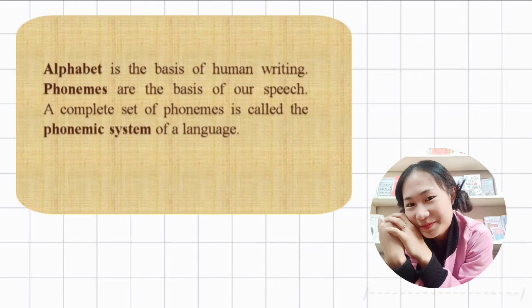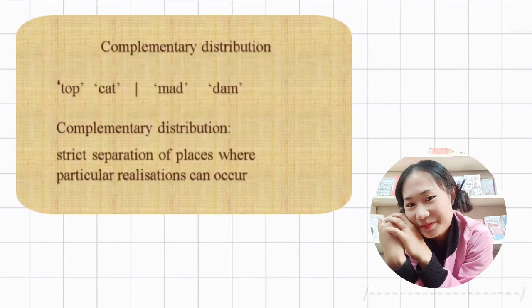The alphabet is the basis of human reading. Phonemes are the basis of our speech, and a complete set of phonemes is called the phonemic system of a language. The phonemic system can be found in the IPA table, the International Phonetic Alphabet.